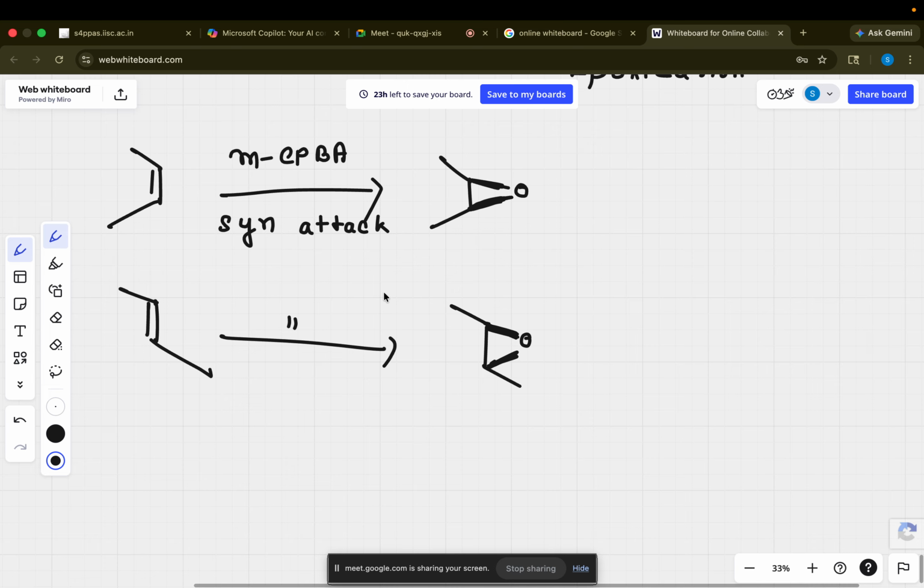Clear? Yes, sir. Okay, fine. So you have written syn attack. If you are taking a cis alkene, it will not change its stereochemistry, cis to cis, and if you are starting from trans, you will get the trans product.